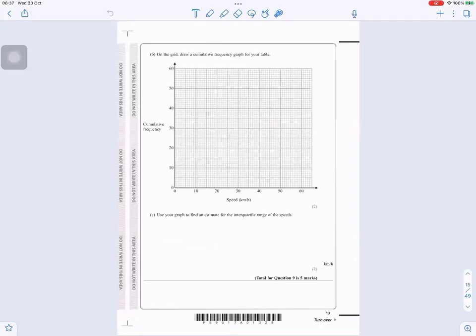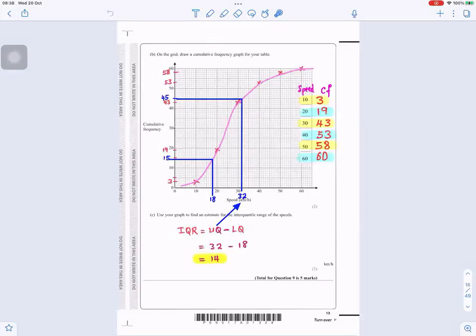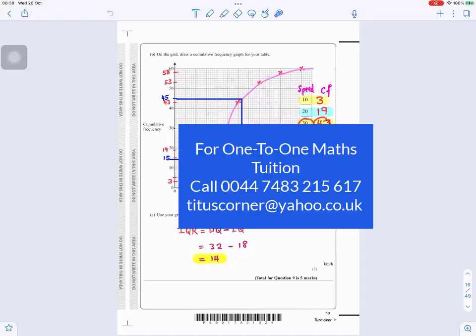On the grid, draw a cumulative frequency graph for your table. So when you plot the points, there's 1, 2, 3, 4, 5, 6 points you plot. You plot 10 and 3, 20 and 19, 30 and 43. So you plot all these points, 40 and 53, and you join it with a curve. I've done that in the pink line.